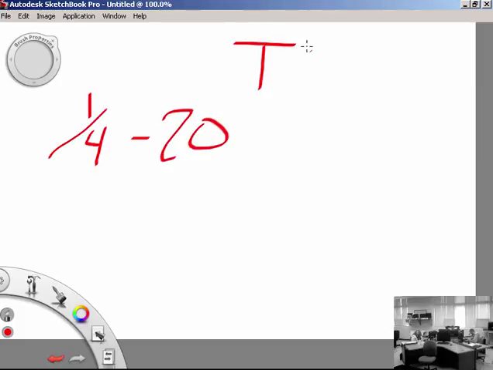Yeah, the threads per inch, the TPI value. That's how many threads we fit in. Does that mean the bolt is only 1 inch long? It just means for however many inches, there's going to be 20 threads for each one of those inches. So if it's 3 inches long, how many threads are in there? 60, right?